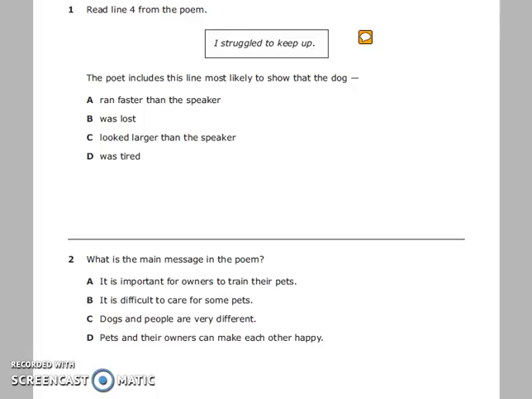Next question, what is the main message in the poem? That one should be fairly simple. We know that when something's asking for the main thing, they're generally asking what the main idea is. So on this one, we'll write main or MI for the main idea.